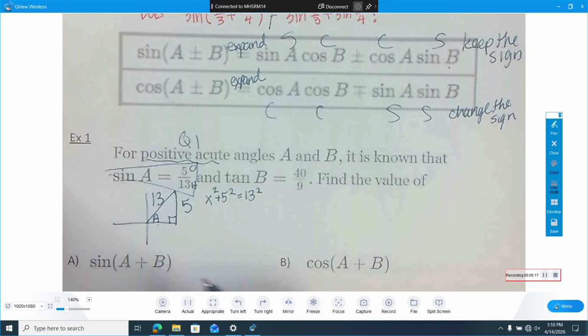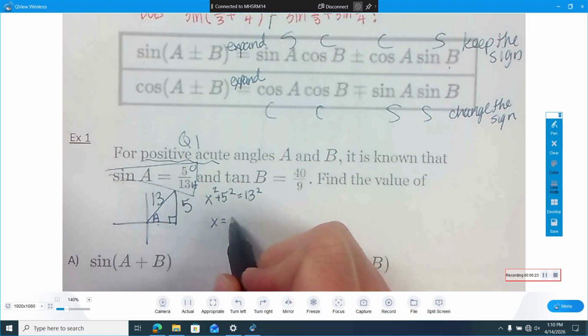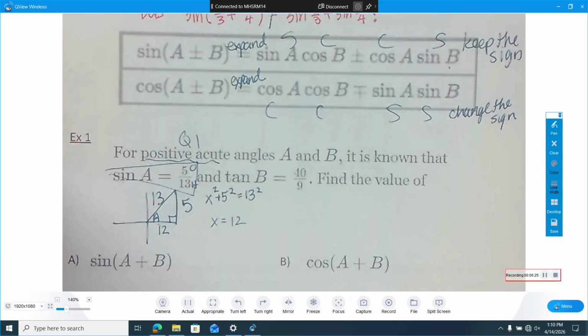All right, we're drawing a triangle. Triangles. Okay. What's x? 12. Okay, good. And I hope you know that one. That's a nice one. That's a Pythagorean triple. Comes up all the time. All right, so 5, 12, 13.